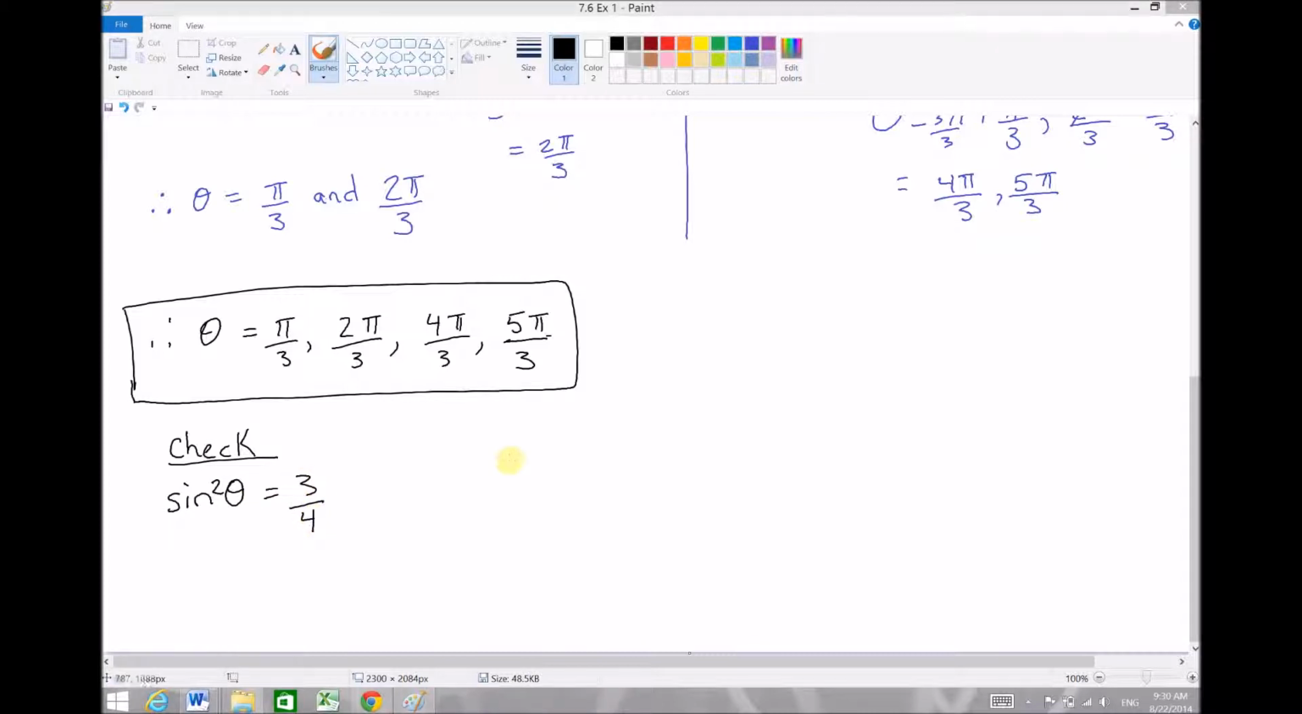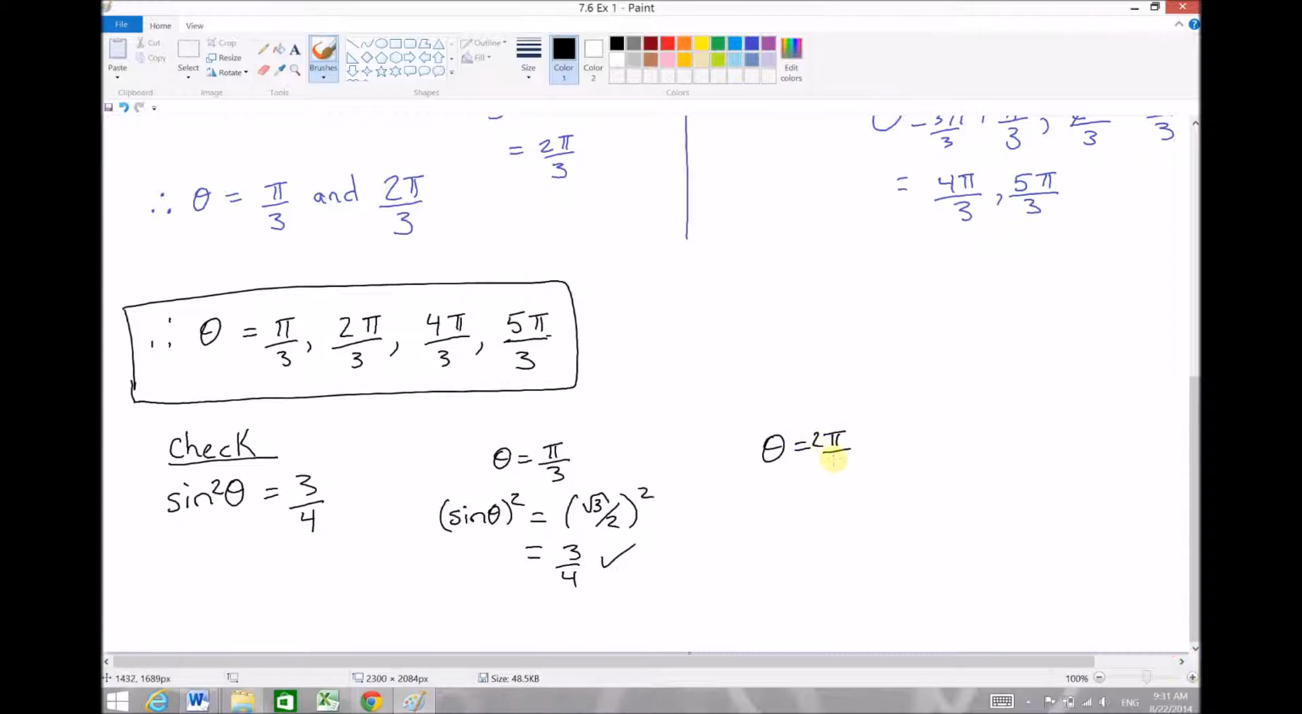How good your check is might depend on how much time you have, but it's a good idea at the very least to plug it quickly into your calculator and make sure that it works. For this check, I used the special triangle to get the value for sine theta. The special triangle told me root 3 over 2, and I get the solution. What if my mistake was the special triangle? Then this may not be the best check, because I'm not checking if I picked the right special triangle.